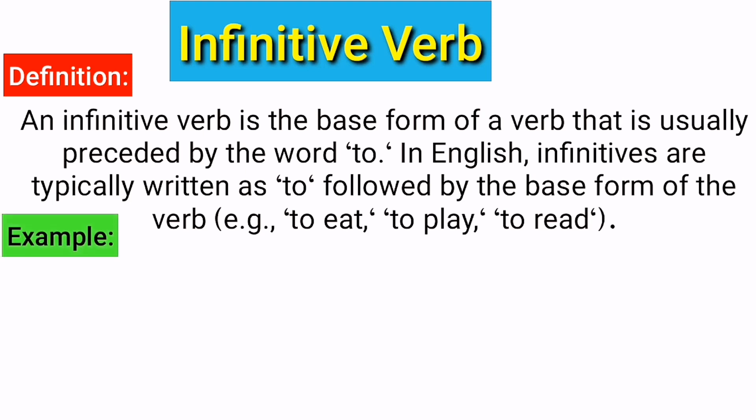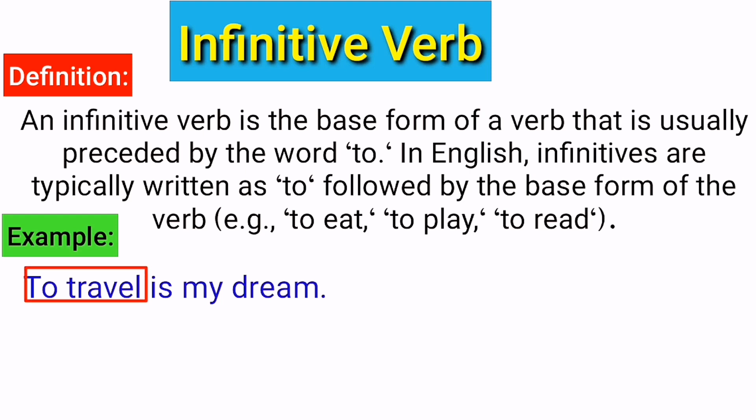For example, to travel is my dream. In this sentence, the infinitive to travel serves as the subject of the sentence. It represents the concept of traveling and is the main focus of the sentence. She loves to sing. Here, the infinitive to sing functions as the direct object of the verb loves. It answers the question, what does she love, and provides more information about the action of loving.